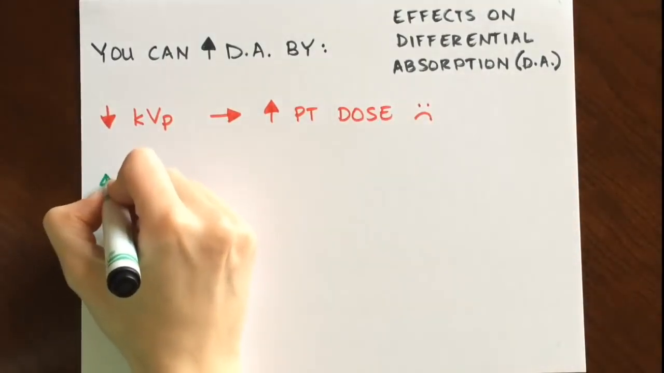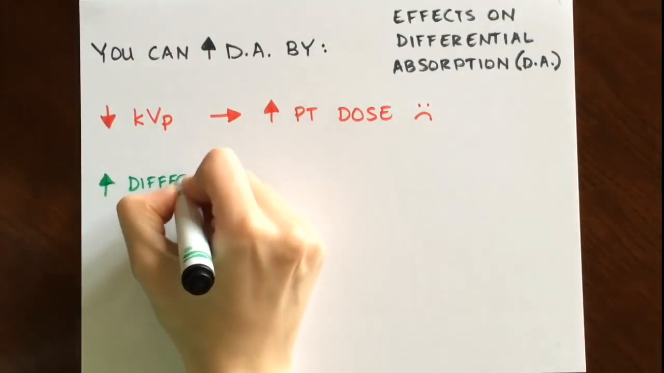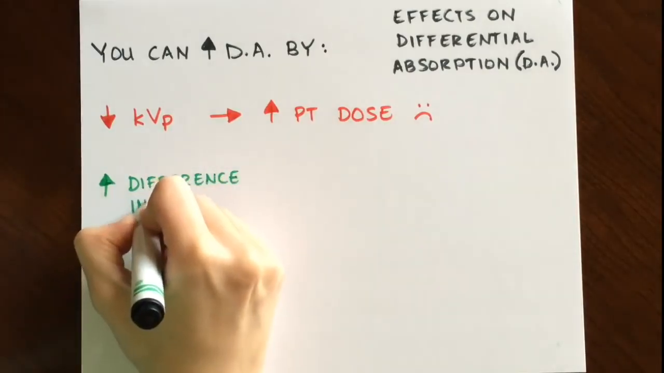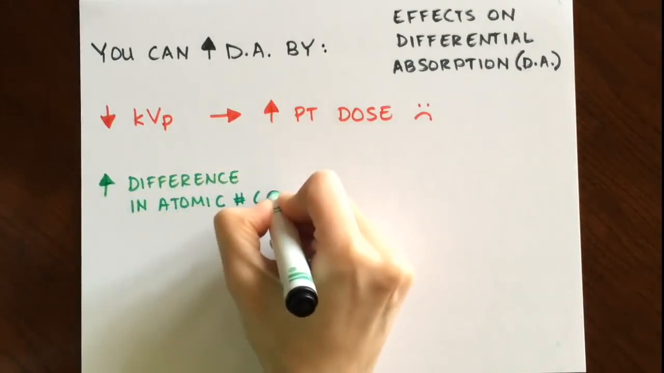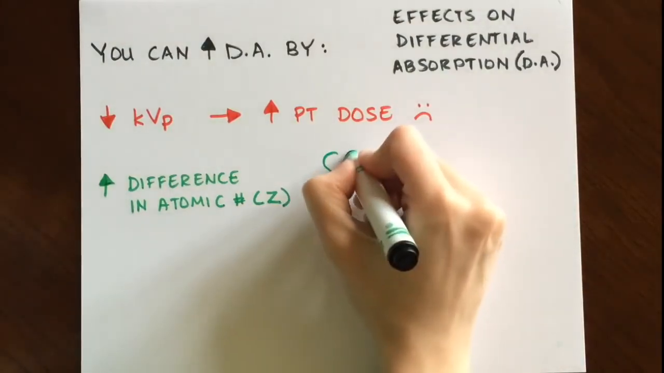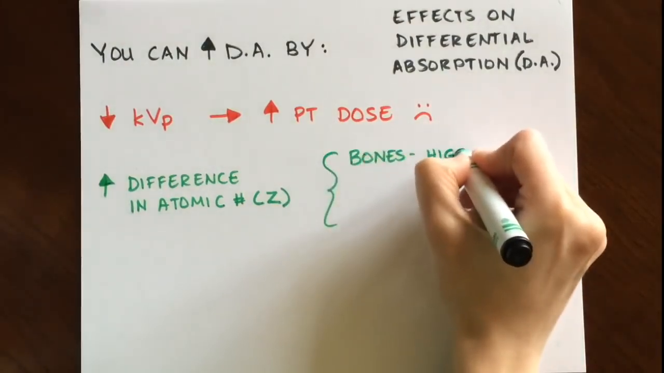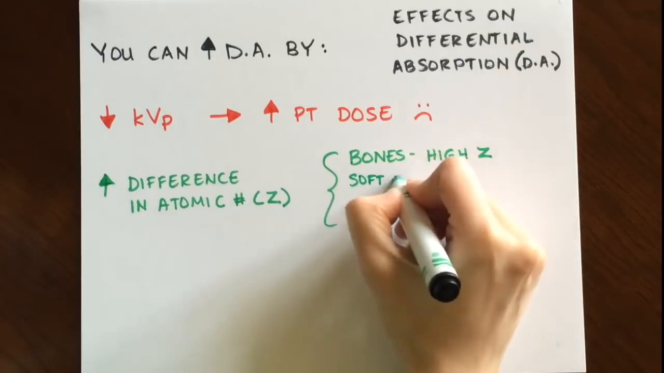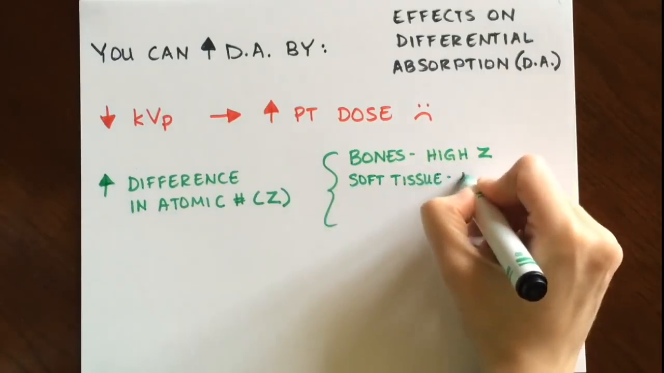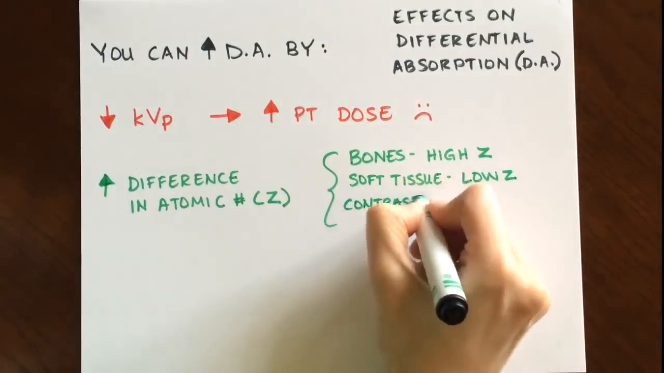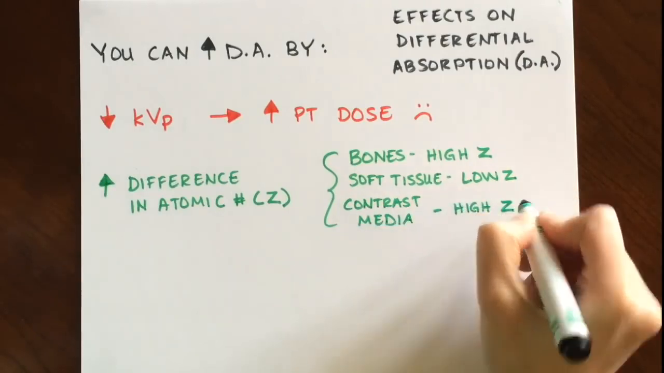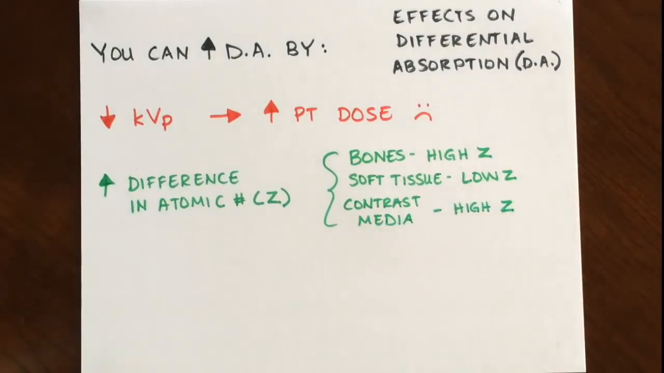Differential absorption also depends on differences in effective atomic number. Imaging an area with bones and soft tissue, a high atomic number and low atomic number, will have a greater differential absorption than areas of strictly soft tissue, where all of the atomic numbers are relatively the same. In diagnostic radiology, we artificially increase an area's atomic number by introducing higher atomic number contrast agents. This allows for greater differential absorption and the visualization of structures that would otherwise be unseen on a radiograph.